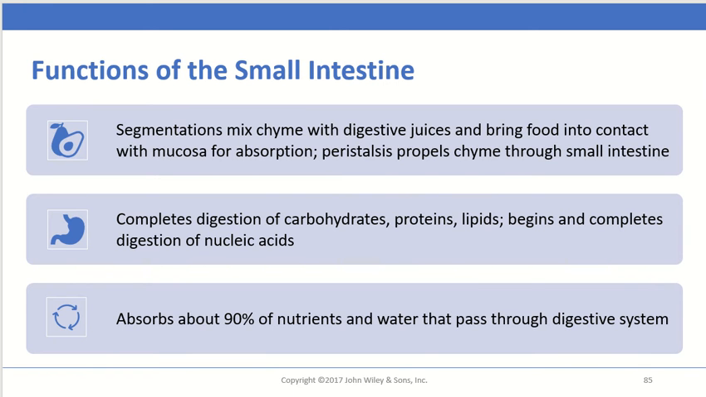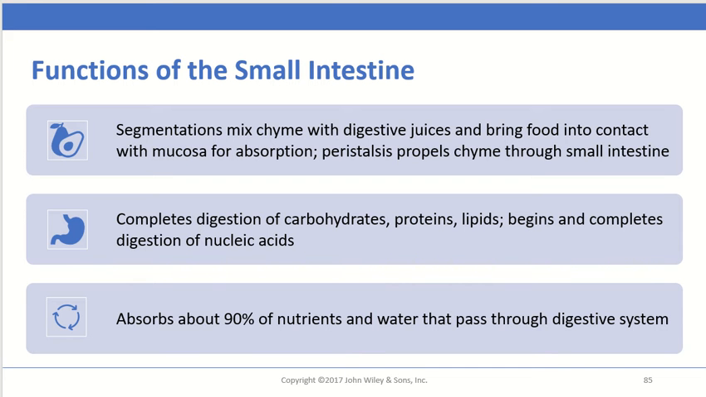Functionally, the small intestine is going to have 3 main roles. The first is that segmentations are going to help to mix the chyme with the digestive juices, and it's going to help to bring food into contact with the mucosa so that nutrients can be absorbed. And then additionally, peristalsis is also going to help to propel that chyme through the small intestines.